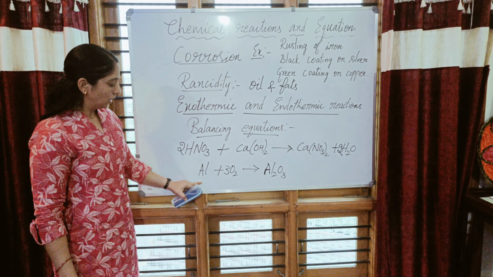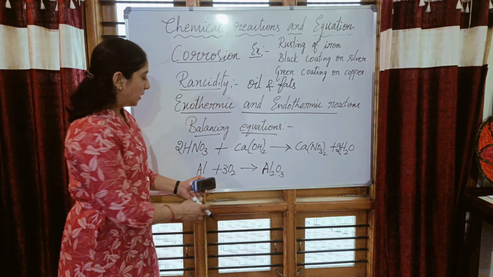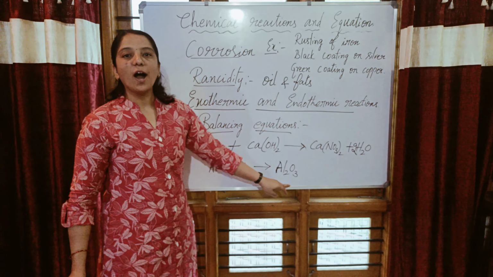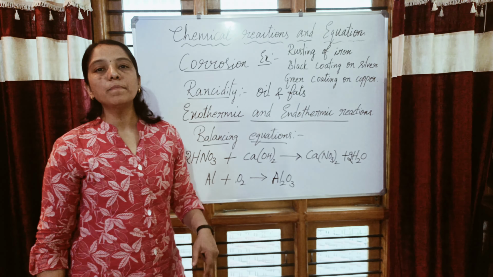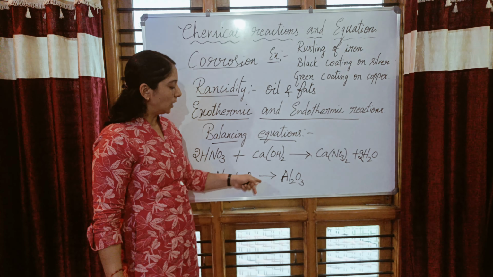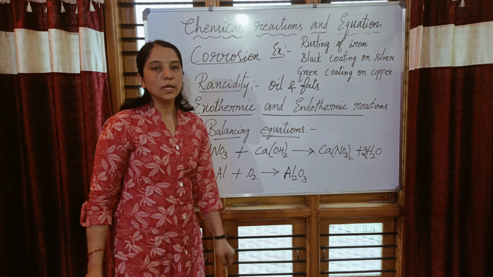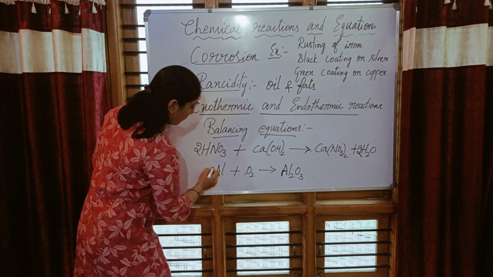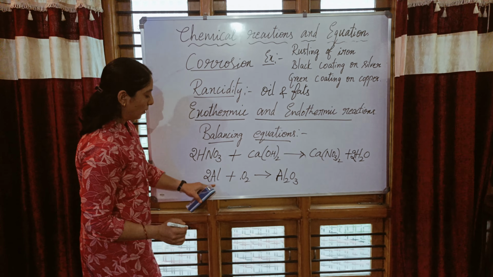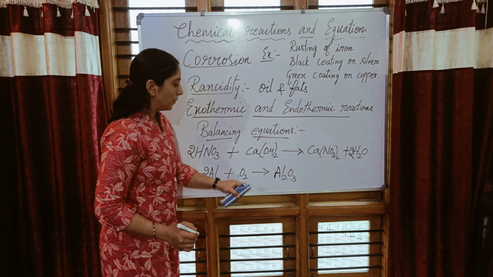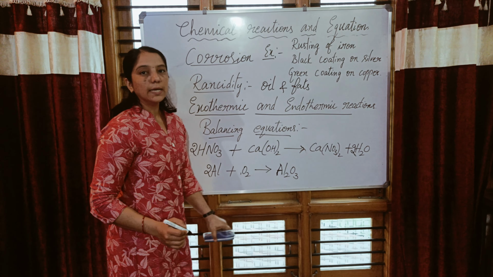And another equation: aluminium, when it reacts with oxygen, it forms aluminium oxide. See here, first Al is there. If you write 2 here, 2Al is there. O2 is here, but on the right hand side 3 is there.